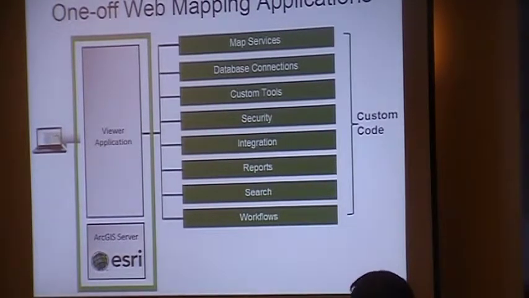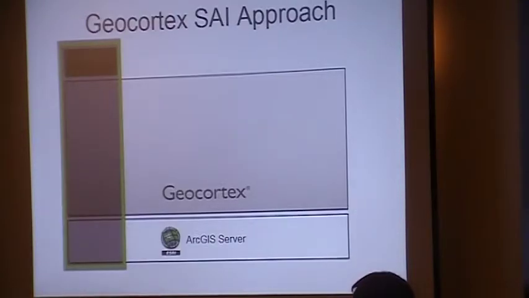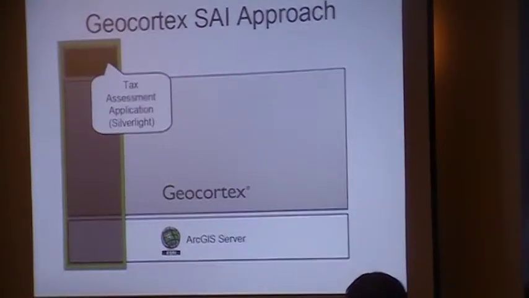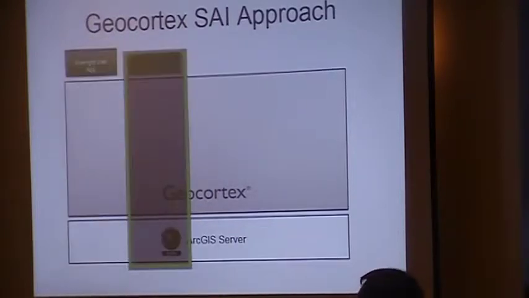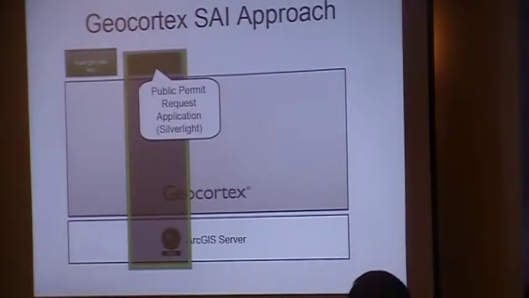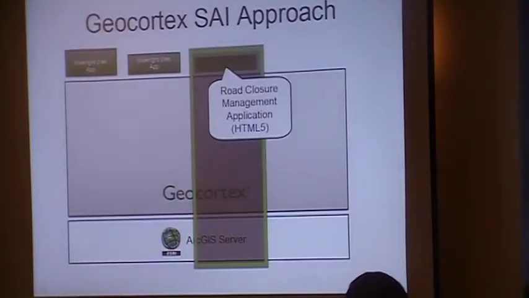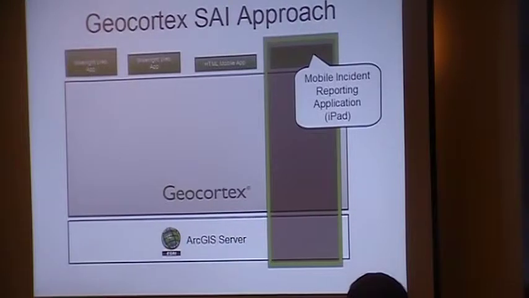When you build a second application, you take what you can from the first, and then you do that again. So our approach is to put GeoCortex on top of ArcGIS Server, and you can build various different applications. So maybe a tax assessment application in Silverlight, a public permit request application, maybe a road closure management application on HTML5, and then something for an iPad for incident reporting.